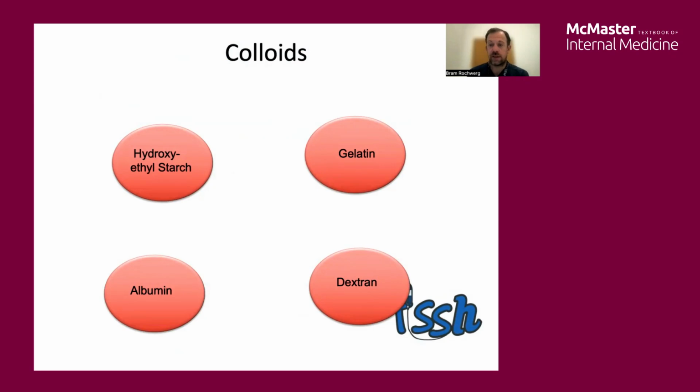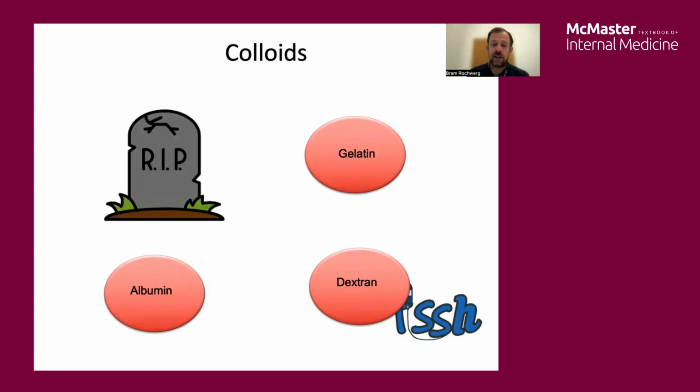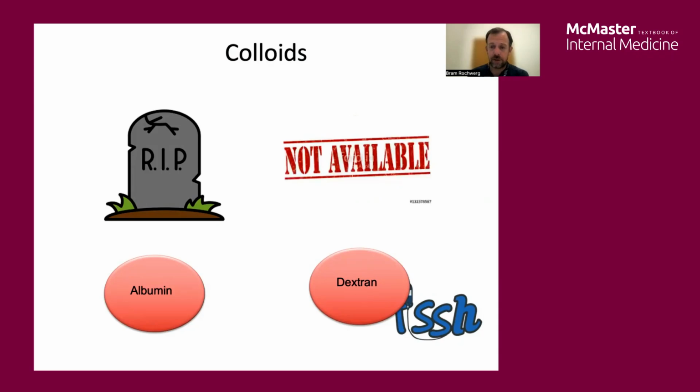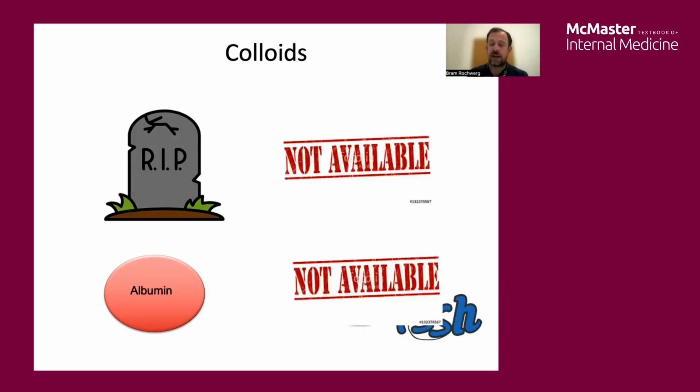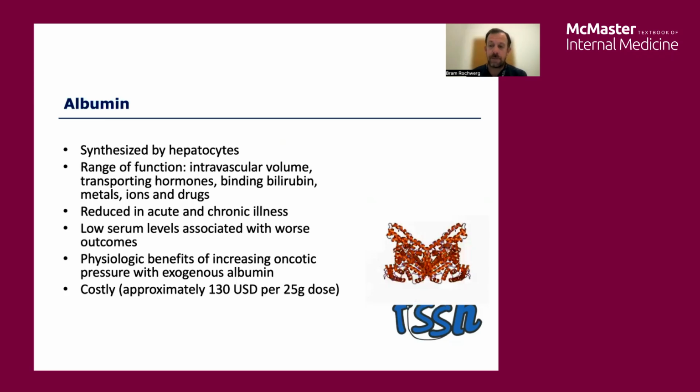I sort of alluded to this already, but when it comes to colloids, there are a number of options. Starches, although previously very popular, more recent data suggested harm and they're no longer used. Gelatins and dextrans, it depends on your jurisdiction that you practice in, but at least here in North America are not available for use. And so when we talk colloids beyond blood products, we're mostly talking about albumin.